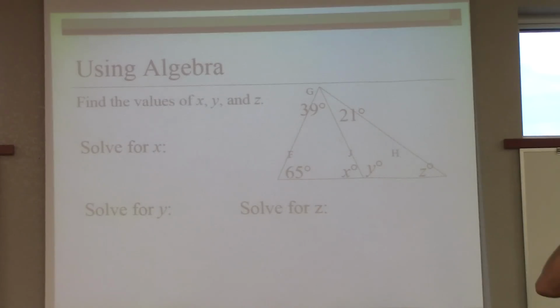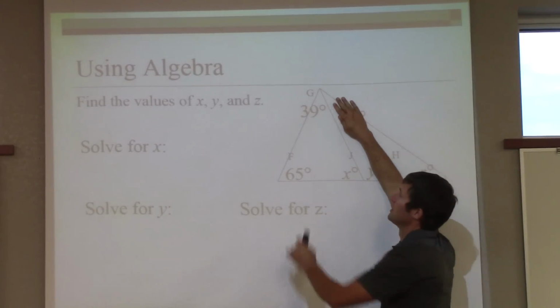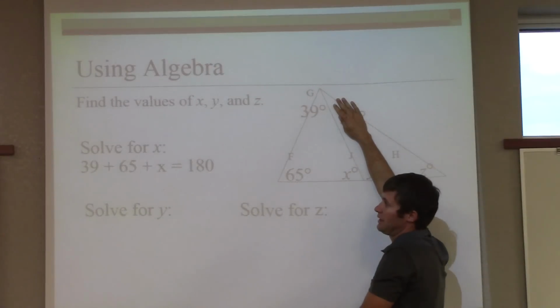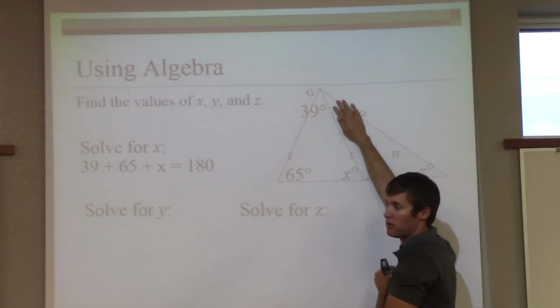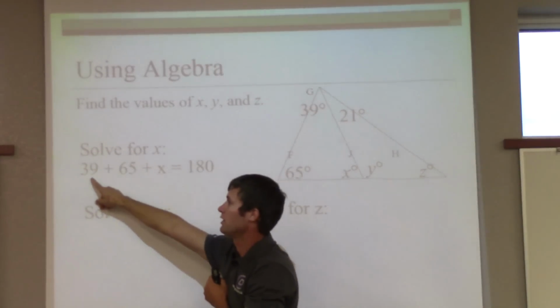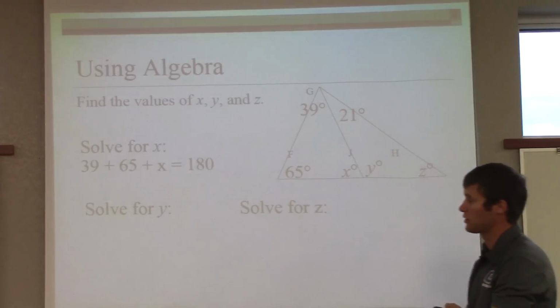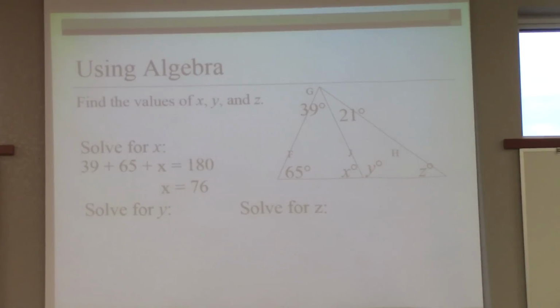So now we go through here. Looks like a lot. Well, let's start with the X. We know this angle, this angle, and this angle have to add up to 180 degrees. And now we can solve. Can add these two together, 39 plus 65. Okay? And then subtract that, which would give you 76.